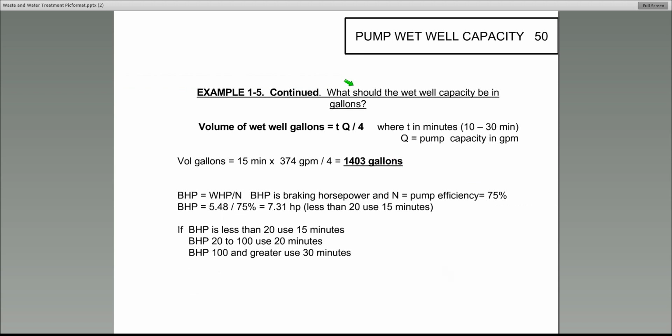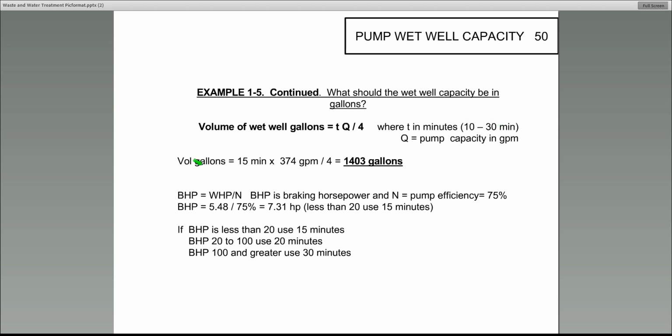Okay, what should the wet well capacity be in gallons? The wet well handles the water as kind of a mini storage tank, because you can't run the pump continuously or you wear the pump out. So basically, you design the wet well to handle so much water so that the pump is only pumping part of the time. The volume of your wet well in gallons is TQ divided by 4, where T is in minutes. Now T shows that you're only going to pump 10 to 30 minutes. You're not going to pump over half the time.